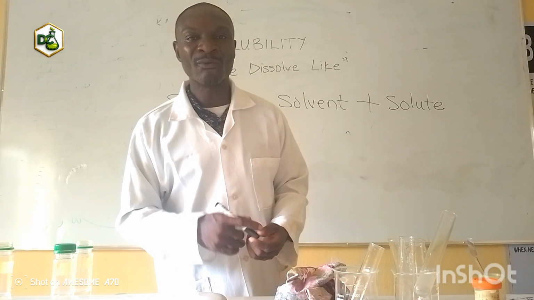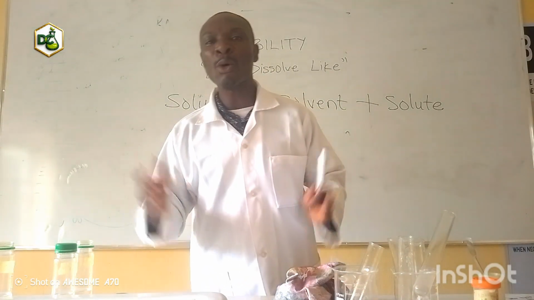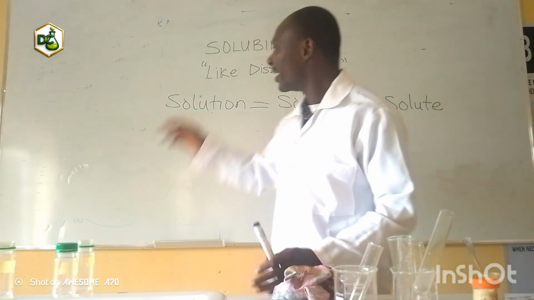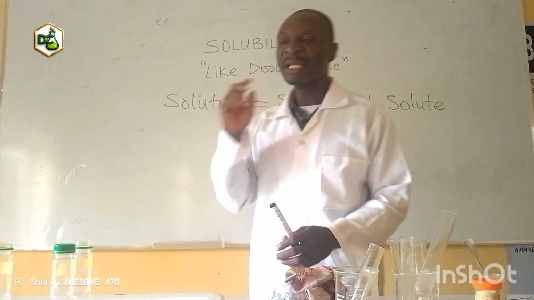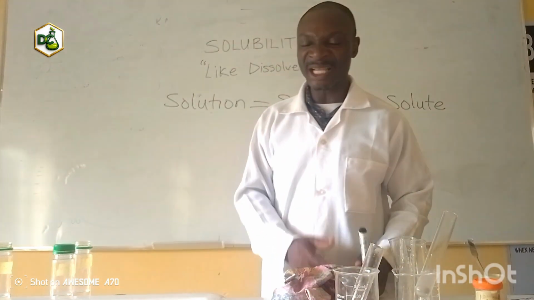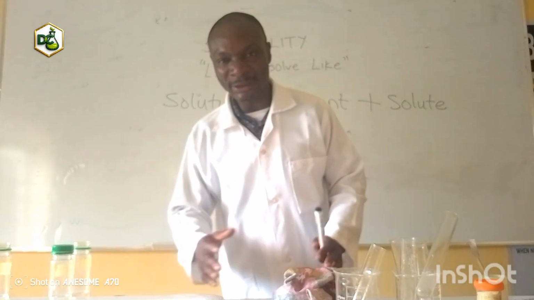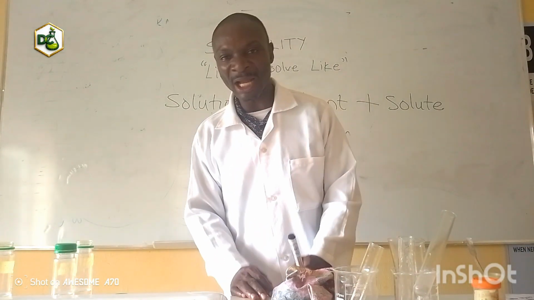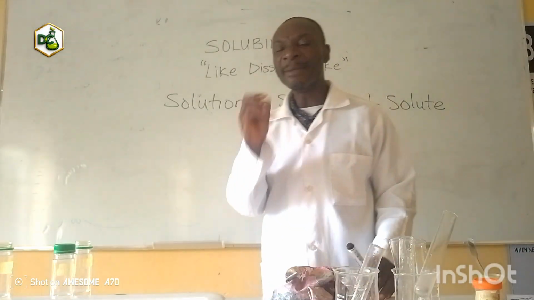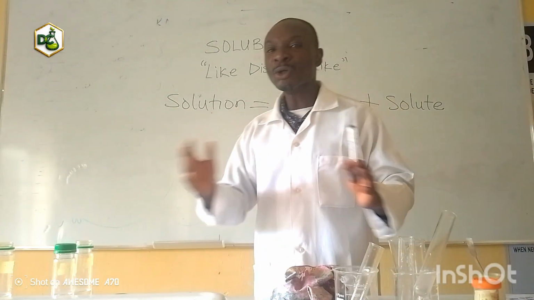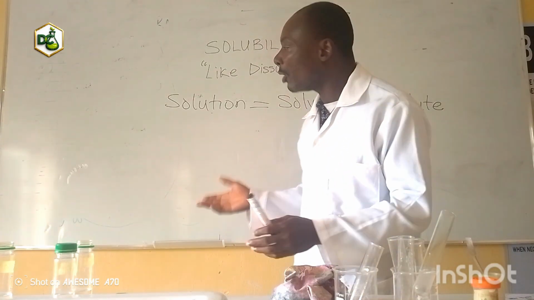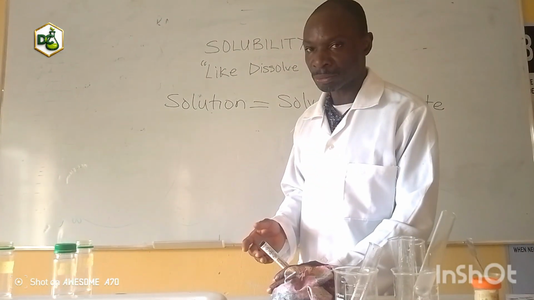The factor for solubility is their polarity. If they have resemblance in polarity, then they can dissolve in each other. But if they don't have resemblance in polarity, they cannot dissolve each other. It's not possible. So that's why like dissolves like. They must have resemblance in polarity, closeness in polarity. They must be alike in polarity, or they must be alike in structure.